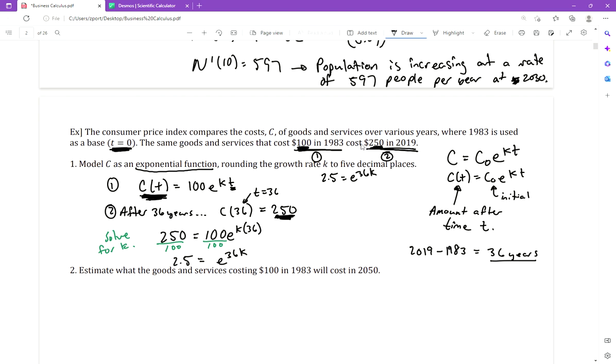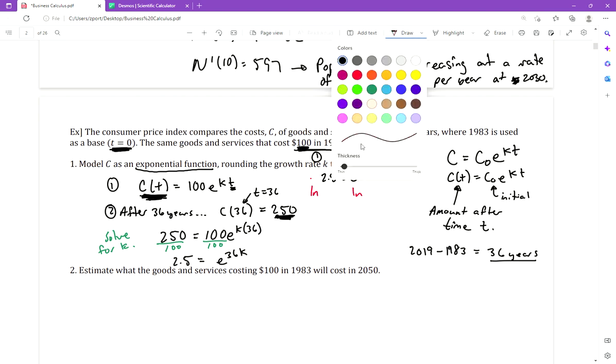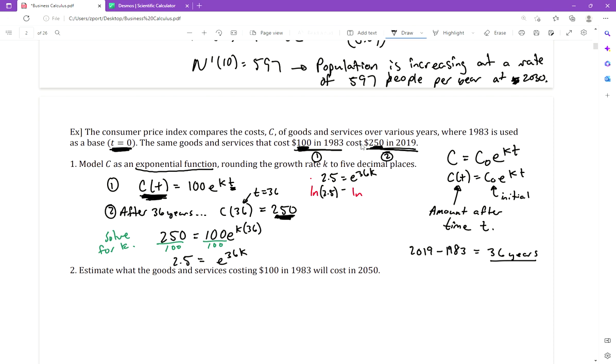And what we need to do, if we ever have an exponential equation that has a variable or letter that we're trying to solve for, we'll need to use an ln. So we're going to do ln on both sides. So I'm going to put ln and ln, and then put the 2.5 equals ln e to the 36k, like that. And the reason that we do that is because on the right side, the ln and the e cancel, and we would be left with only 36k. So it's leaving us with the power.